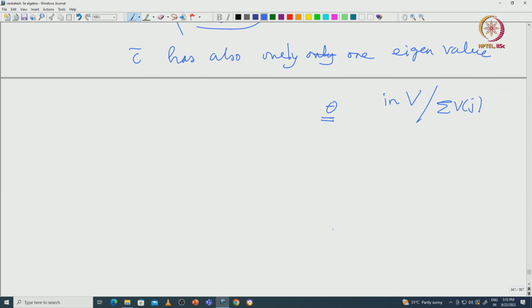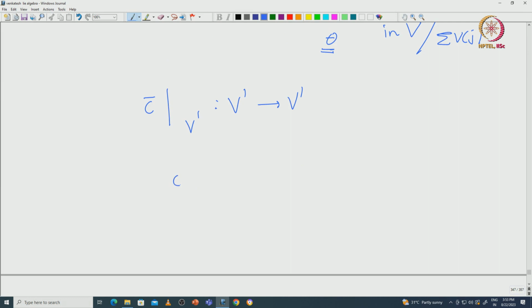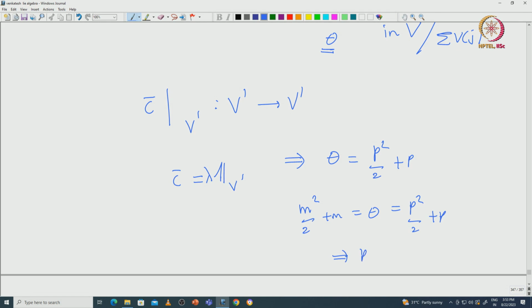So, now what we can do is take this C bar and restrict it to that V dash. So, it has to map V dash to V dash. If you compute this, the action of C bar is going to be some lambda times the identity on V dash, because V dash is irreducible. So, by doing this earlier calculation, you can see that on the one hand you get theta, on the other hand you get p squared by 2 plus p. But since m squared by 2 plus m is the same as theta, and p squared by 2 plus p is also theta, that forces p to be equal to m.